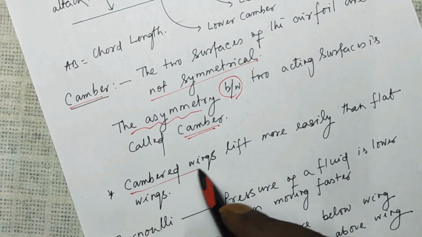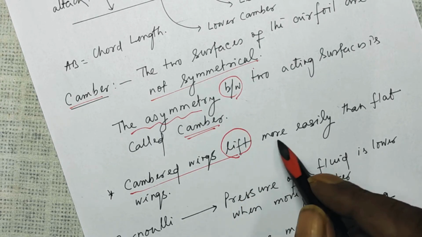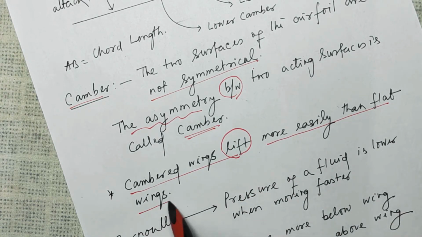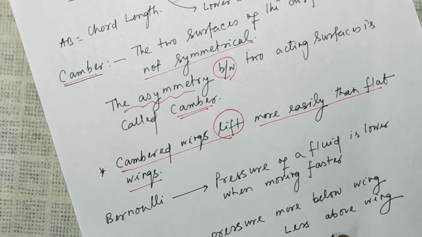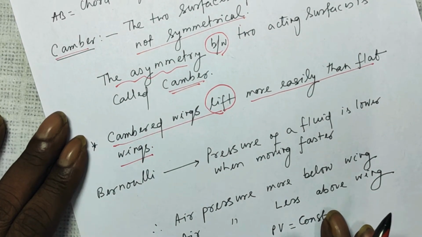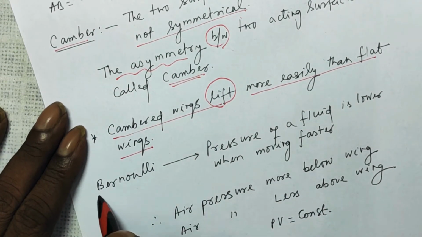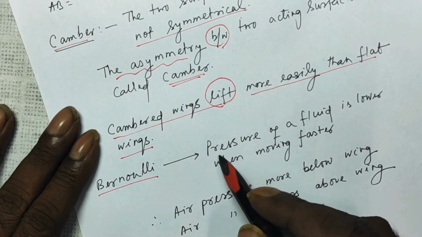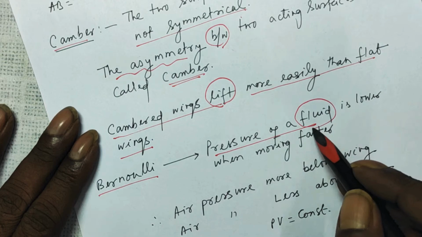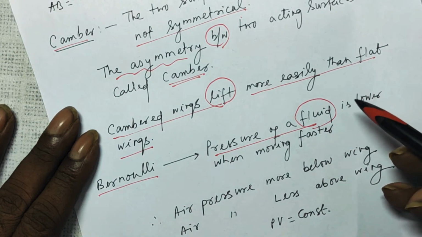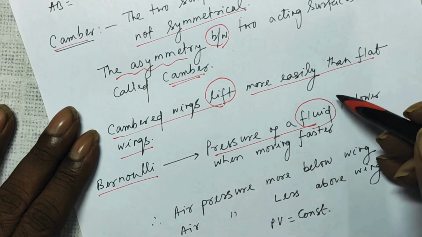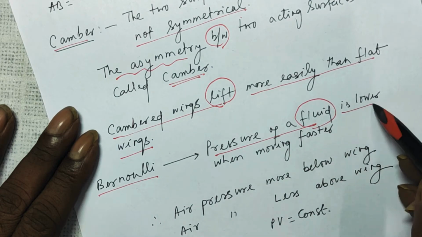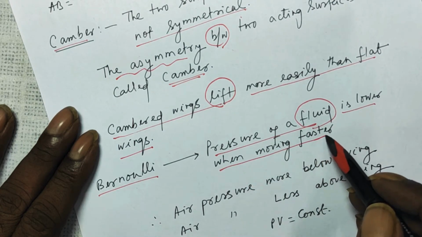Now, cambered wings lift more easily than flat wings in the case of an aeroplane. What you have to remember is, in Bernoulli's theorem that you studied in your +1 physics, the pressure of a fluid, what is a fluid? Anything that flows, either a liquid or air, is lower when it is moving faster.